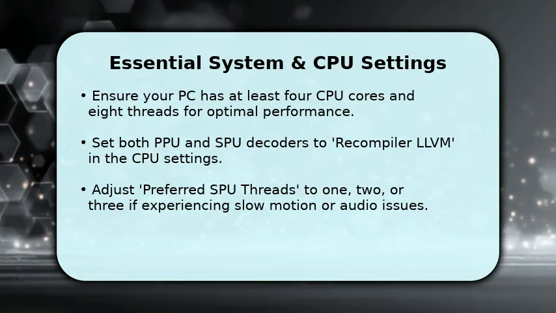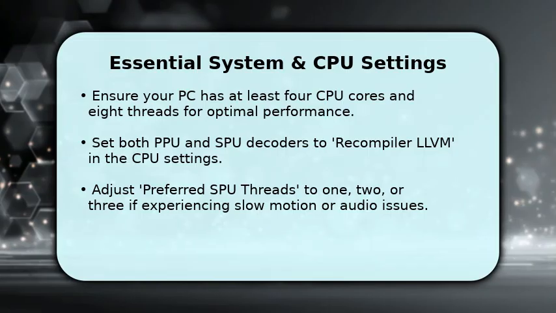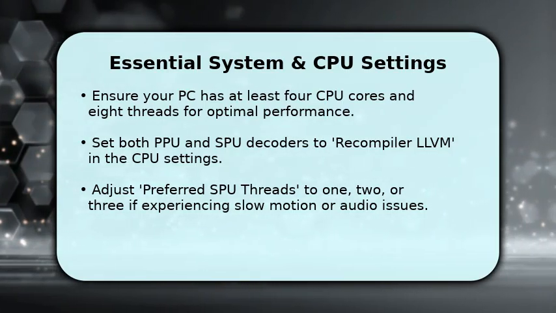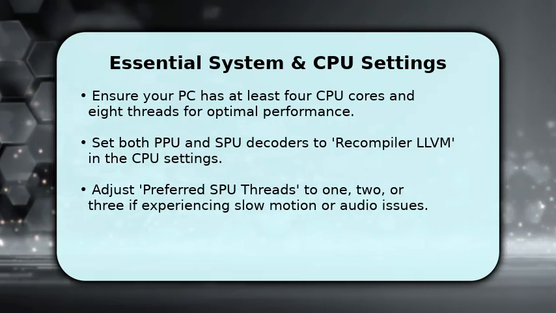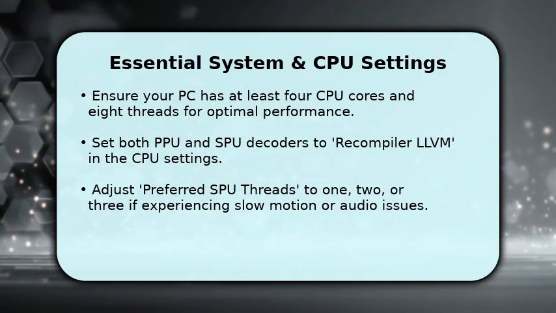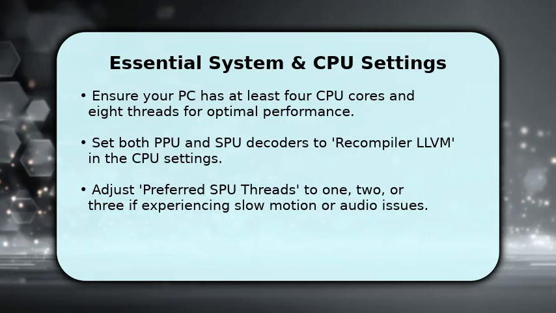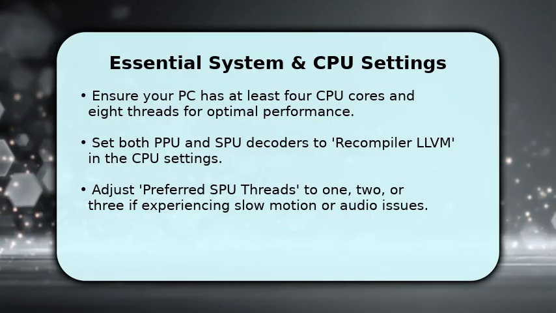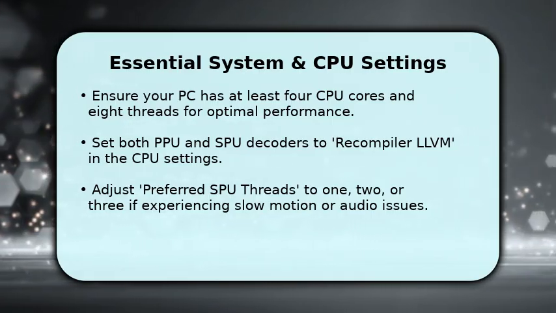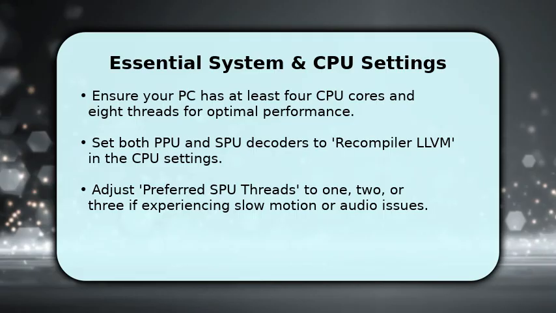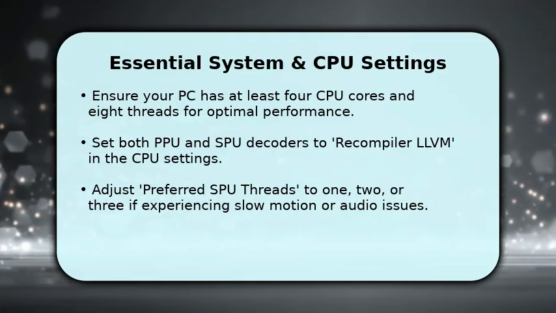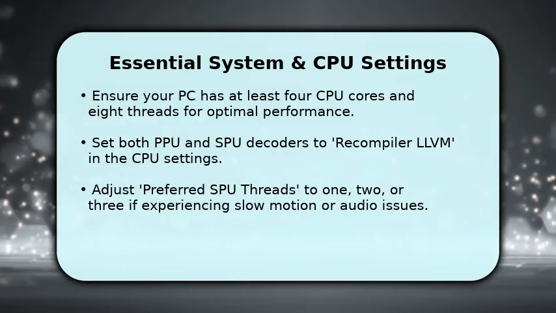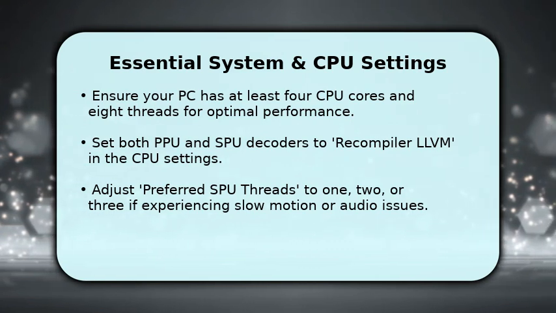For smooth gameplay, your computer should have at least 4 CPU cores and 8 threads. Within RPCS3's CPU settings, set both the PPU and SPU decoders to recompiler LLVM for the best emulation. If you encounter slow motion or choppy audio, try adjusting the preferred SPU threads to 1, 2, or 3, especially if your CPU has fewer than 12 threads. A dedicated graphics card, like an NVIDIA GTX 400, is also highly recommended.